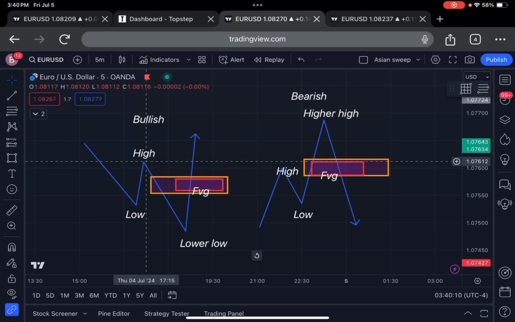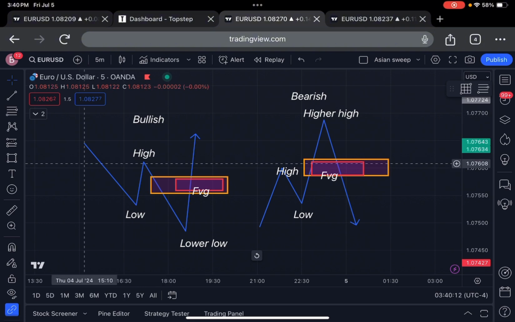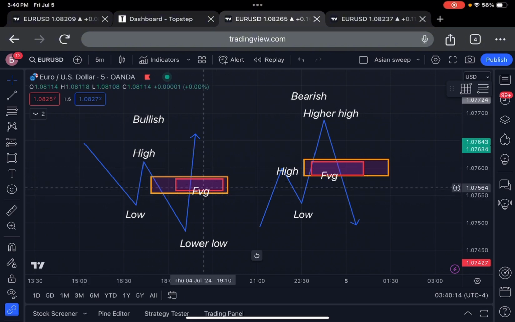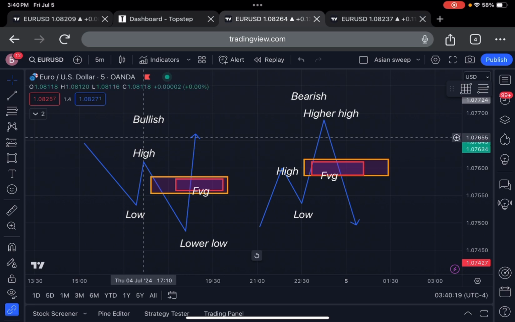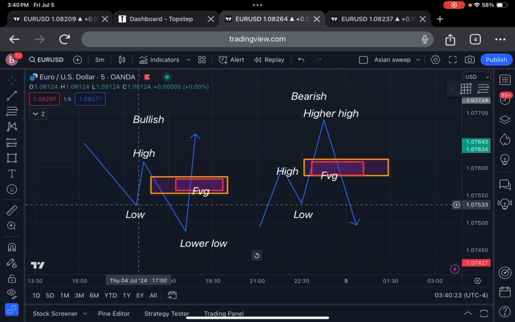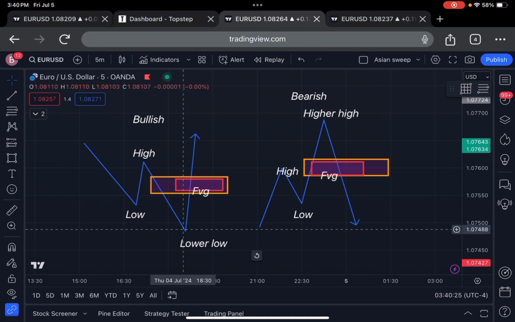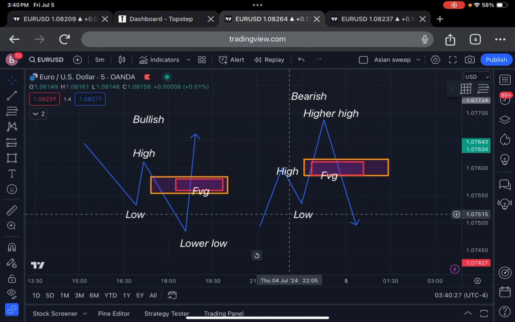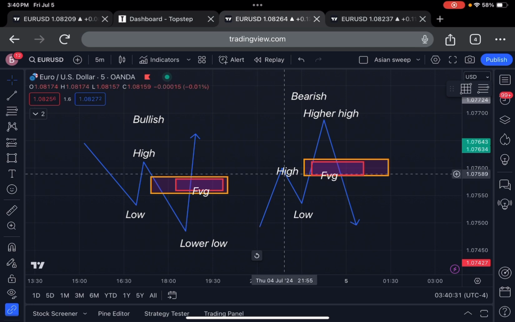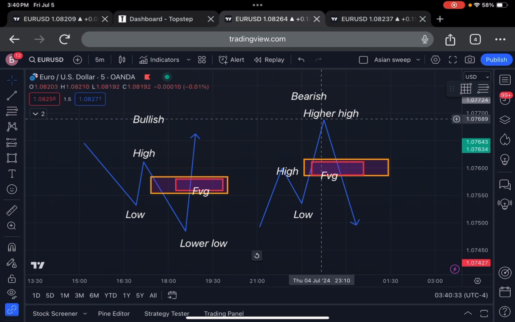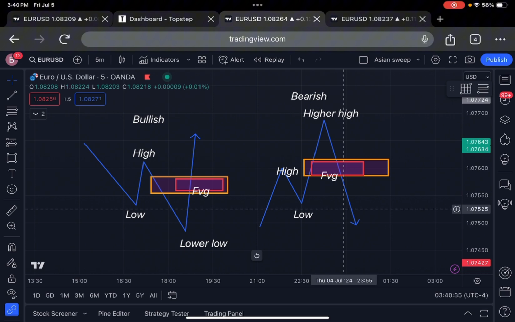Okay, so what is a unicorn? A unicorn comes with a breaker block and the fair value gap. So what is a bullish unicorn? A bullish unicorn has a high, a low, and a lower low, and a displacement. A bearish unicorn comes with a high, low, higher high, and a displacement.